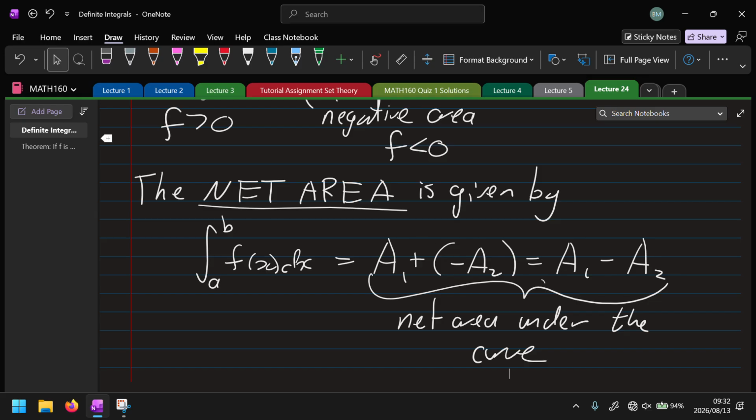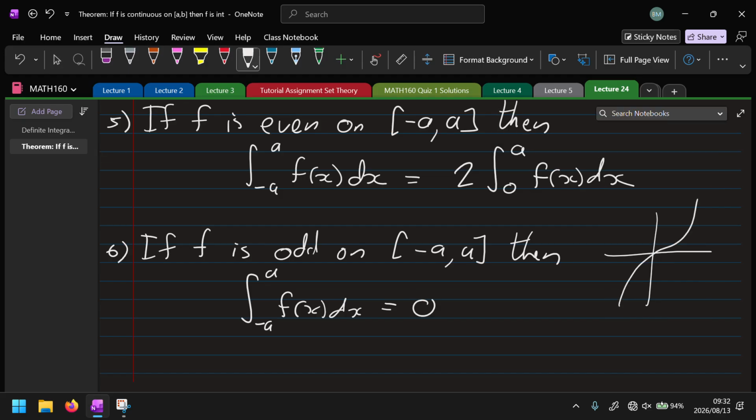On the positive side, it's plus the area because the function was positive. So what's plus a plus minus a? So a minus a. 0. That's the answer. 0. The net area for an odd function from minus a to a is 0. Because whatever you calculate on the left side is equal but opposite to the right side. So the net area is 0. Again, there's a difference between area and net area.